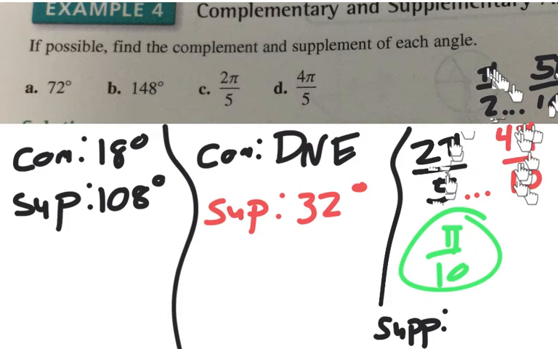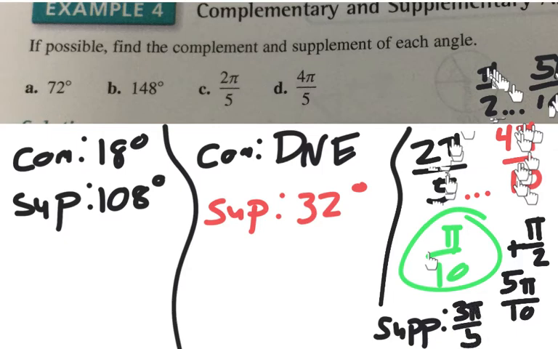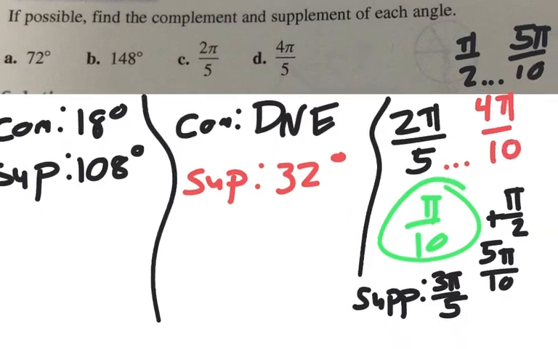to it. So for these, I'm going to take the supplement, which is here, and I'm going to add pi over 2. I'm going to add 90 degrees to it. So again, pi over 10 plus pi over 2, we'll get a common denominator. So 5 over 2 becomes 5 pi over 10. So 1 pi over 10 plus 5 pi over 10 is going to be 6 pi over 10, which reduces to 3 pi over 5. So the supplement of B would be 3 pi over 5.